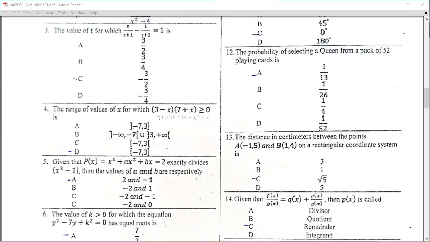Let me do it this way. So we have 3, and we have 3 here. So let's assume that this is a number line. We have this number line, and we have to test the regions. Which of the regions is going to satisfy this?